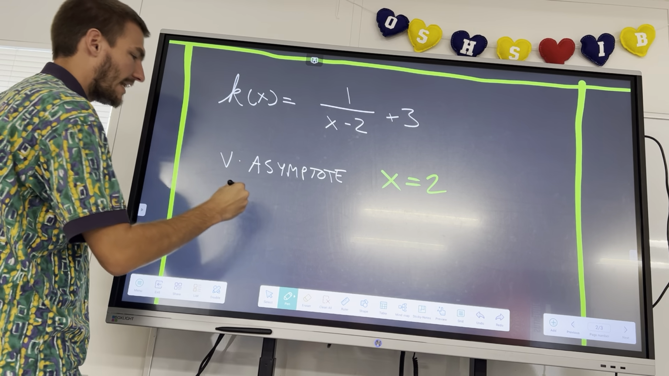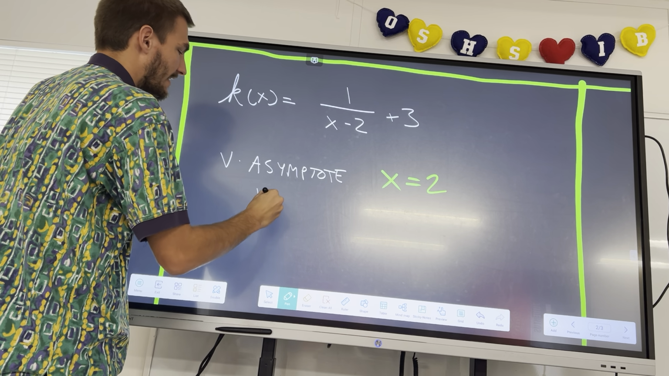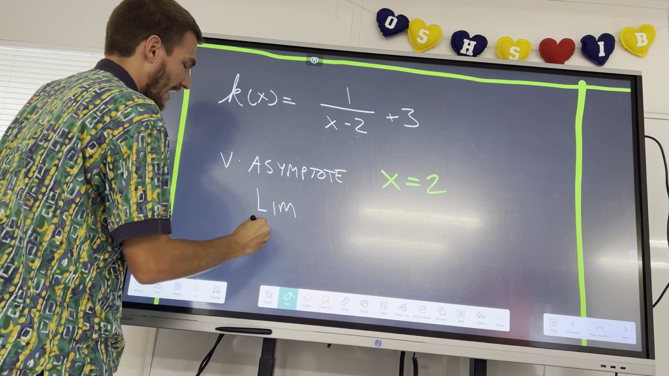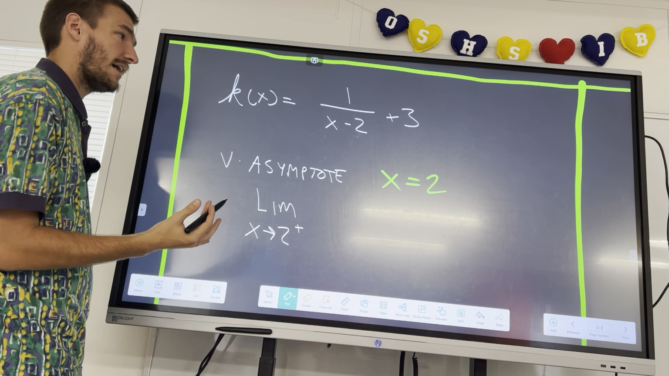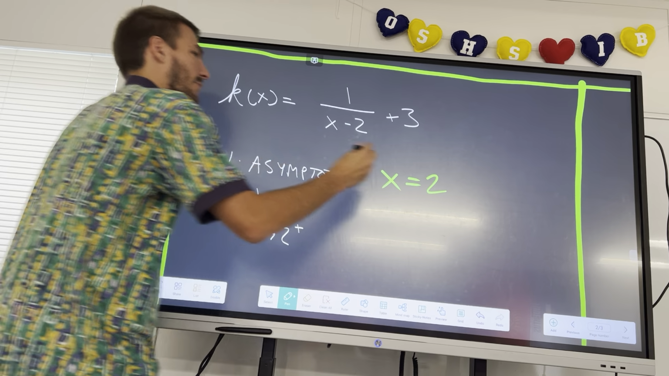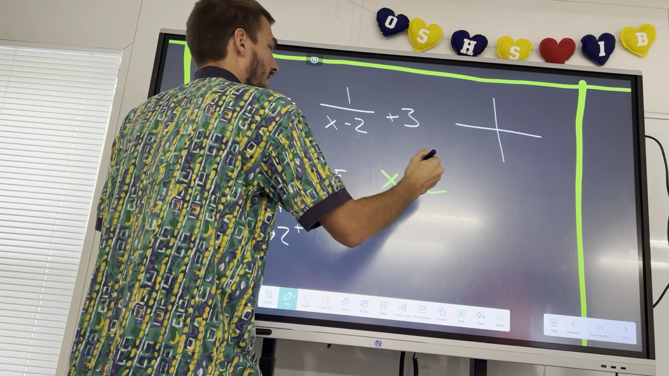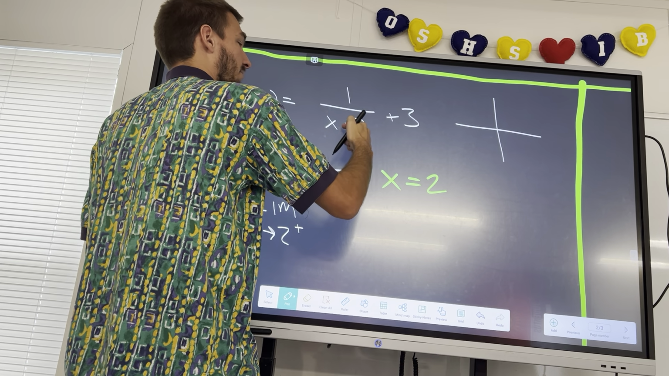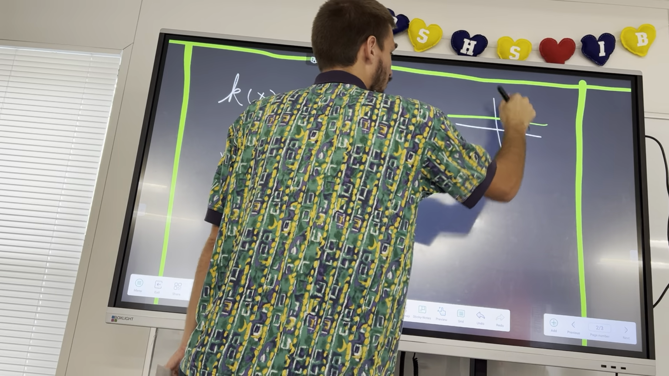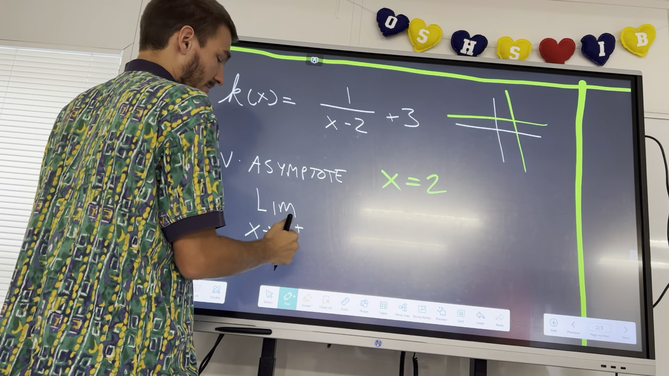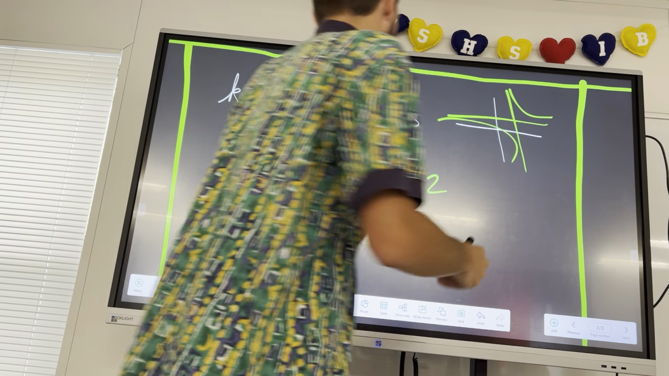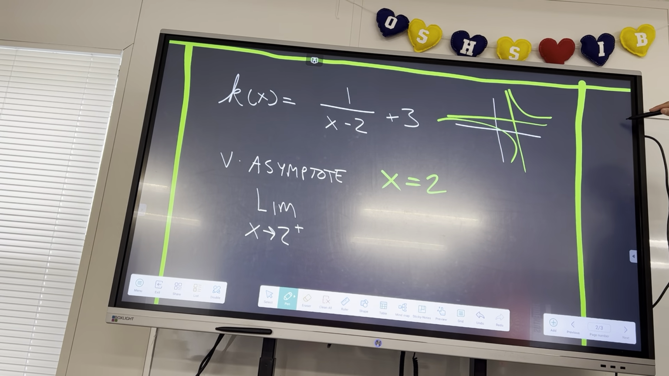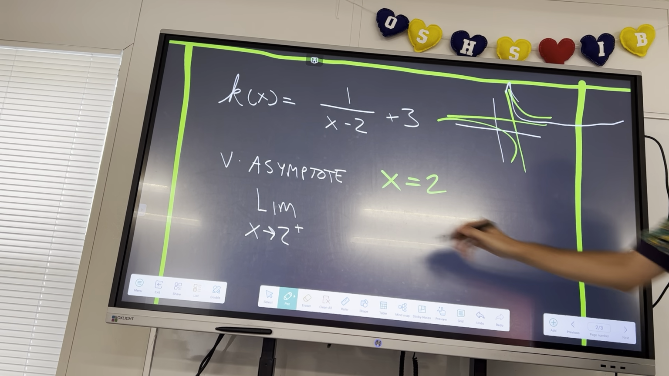Now, I could ask you questions like, what is the limit as x approaches 2 from the positive side? Well, wait a second. We want to have a graph here. It looks like it's shifted up 3 and right 2. We're going towards 2 from the positive side. Our graph did not get flipped, so it still looks like this. And 2 from the positive side, Devin's looking up, it's going to be infinity.